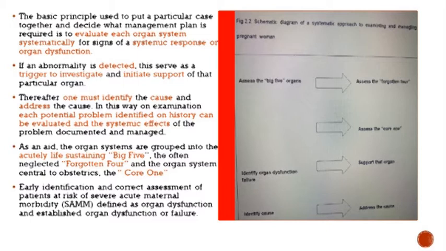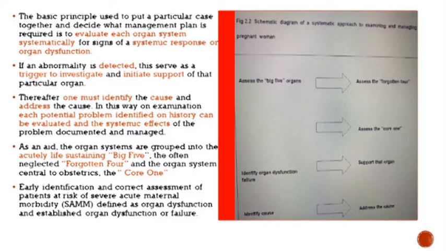The basic principle used to put a particular case together and decide what management plan is required is to evaluate each organ system systematically for signs of a systemic response or organ dysfunction. If an abnormality is detected, this should serve as a trigger to investigate and initiate support of that particular organ. Thereafter, one must identify the cause and address the cause. In this way, on examination, each potential problem identified on history can be evaluated and the systemic effects of the problem documented and managed. As an aid, the organ systems are grouped into the acute life-saving Big Five, the forgotten four, and the organ system central to obstetrics, the core one.